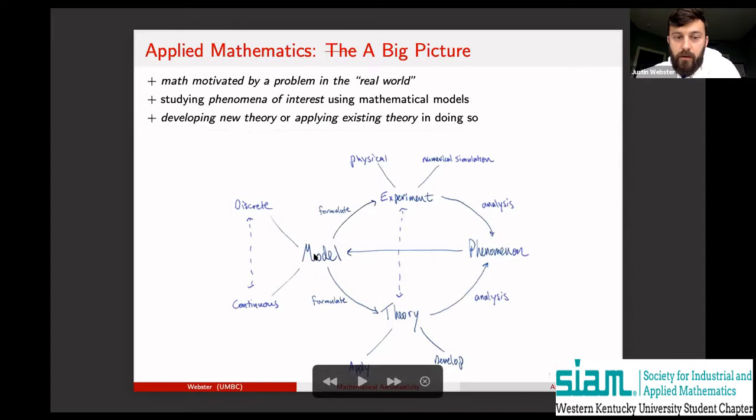That model can be discrete or continuous. Usually you can move between the discrete and continuous, right? So there's no preference here. It's just that your model can be either or both. And then you have two ways you can go with your model, right? You can try and formulate some experiments from that model, perhaps numerical experiments or others, or you can try and develop theory from that model. I tend to be more down here. I take a given differential equation model and I try and develop some theory that will allow me to answer questions.